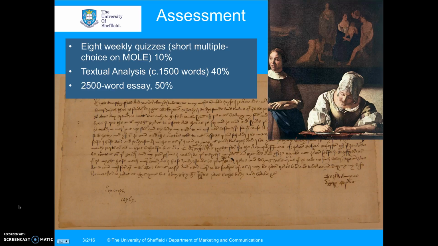And then at the end of the module, there's a longer essay, which is usually a comparative exercise looking at letters from an earlier period with letters from a later period, or letters or emails from the present day, as a way of discussing the way in which the pragmatics and the language of communication changes over time.